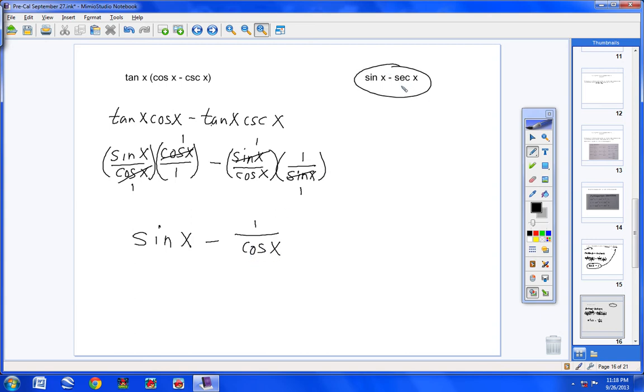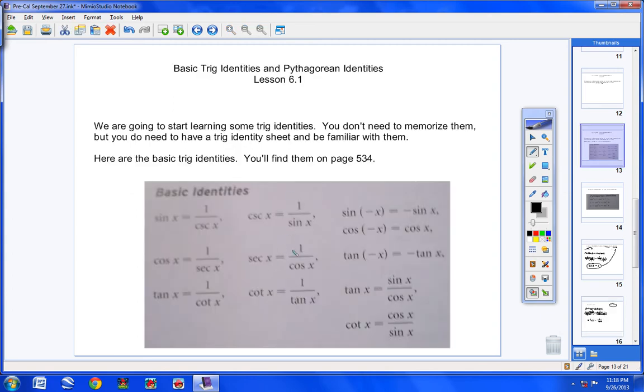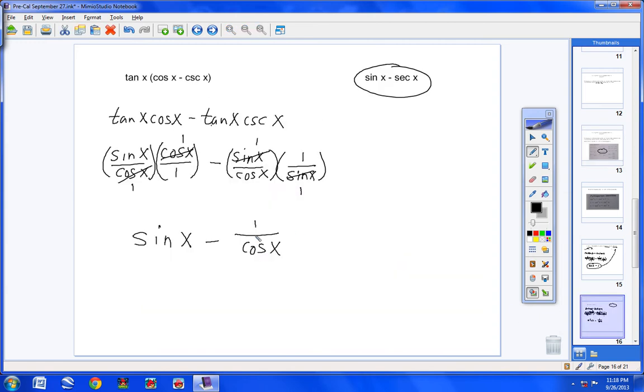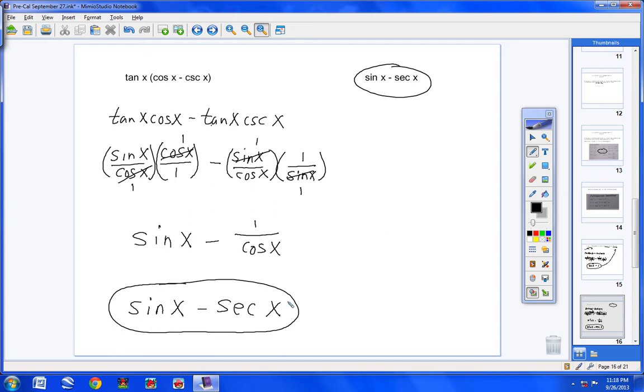See this secant x right here? See that? Go back to your Trig Identities page. What does secant x equal? 1 over cosine x. Do you see it right here? So for 1 over cosine x, I can now put secant x. So minus secant x, because 1 over cosine x equals secant x. So I make a substitution, and there we go again.